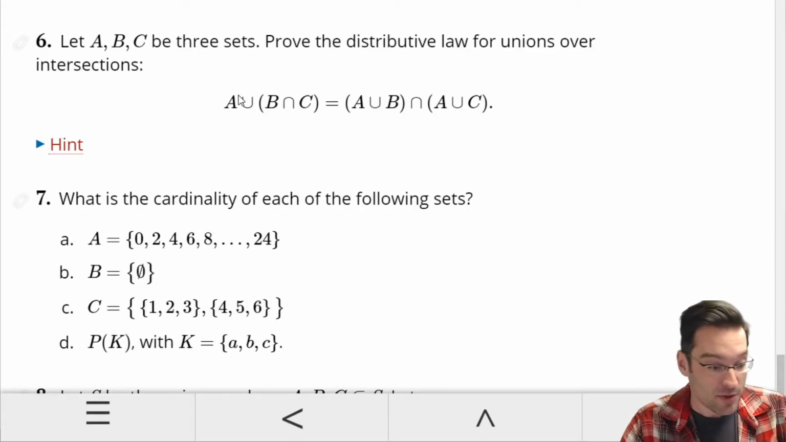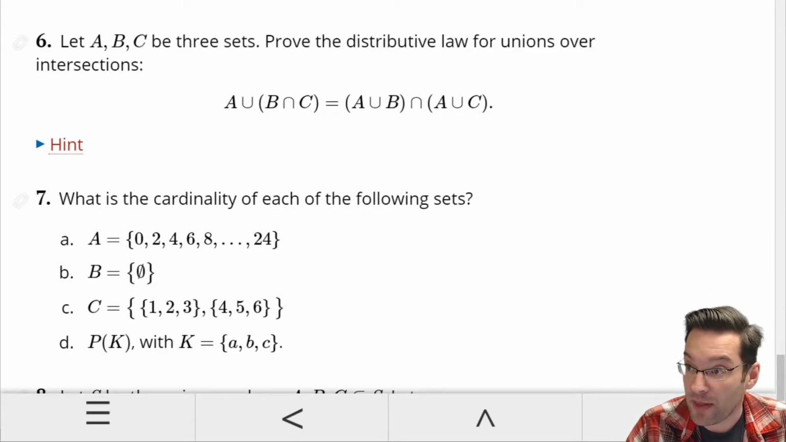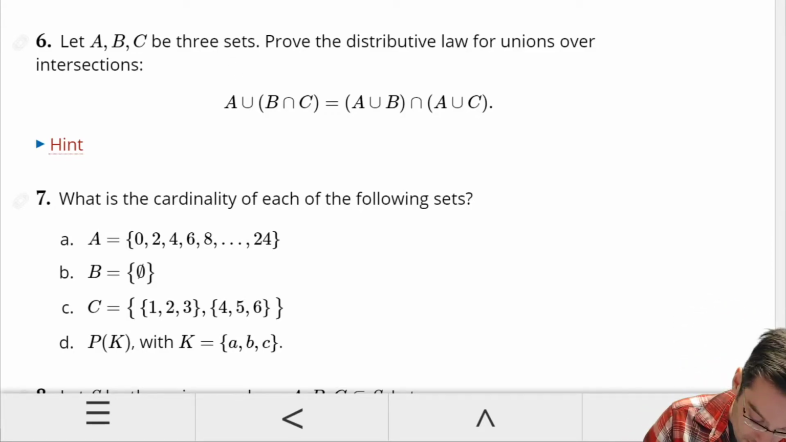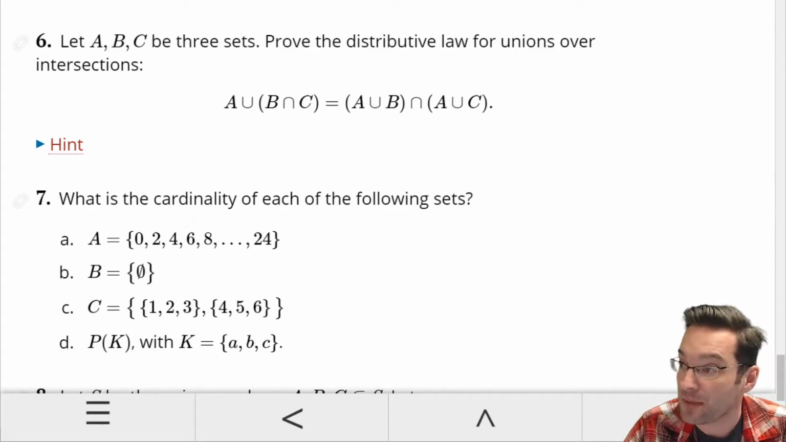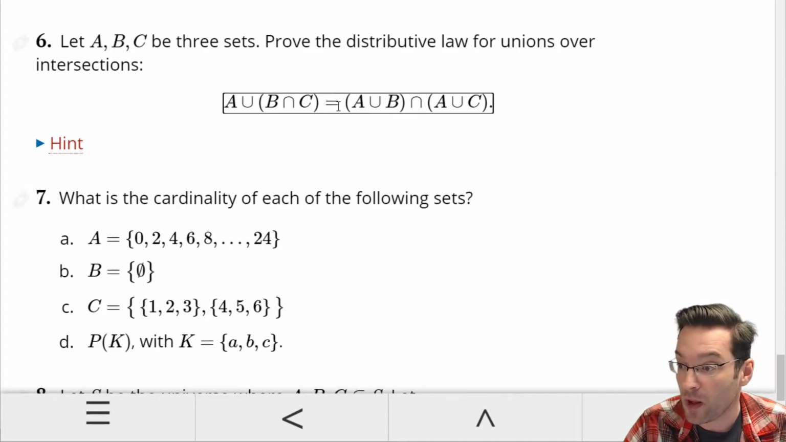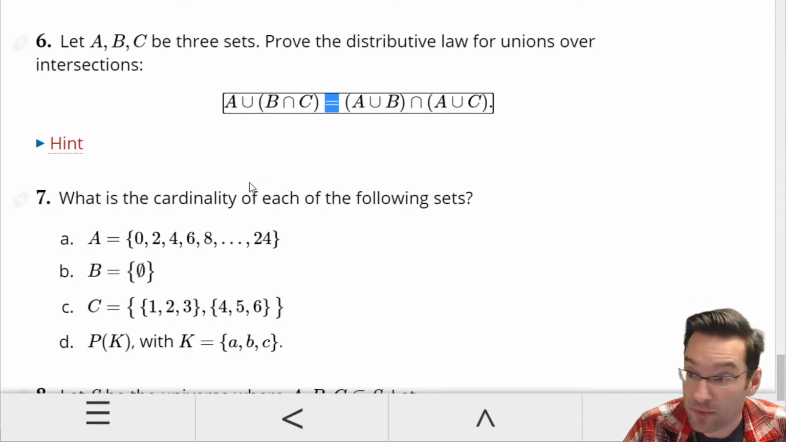If we have a good picture, we can at least convince ourselves about why this statement should be true. So let me write down what the claim is here. It's A unioned with the intersection of B and C on the one hand, and on the other hand, it's the intersection of the union of A with B and the union of A with C. And we need to prove here that there's not just a subset relationship, but actually a set equality relationship between these two sets.